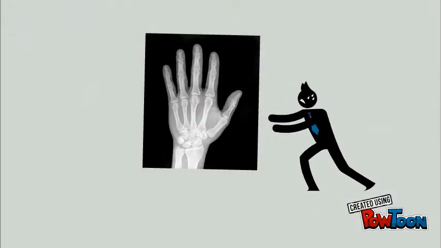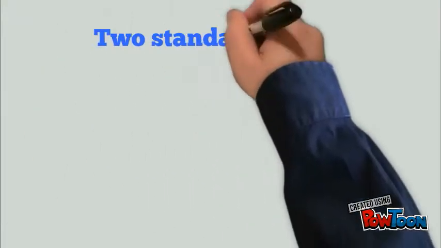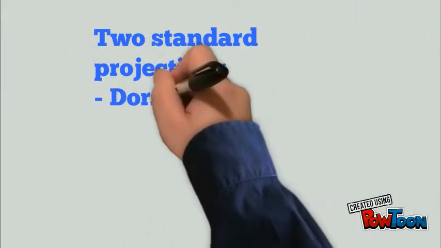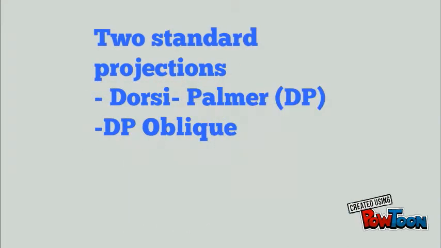When you get a request card for a hand X-ray, you must remember there are always two standard projections, dorsipalmar and dorsipalmar oblique.